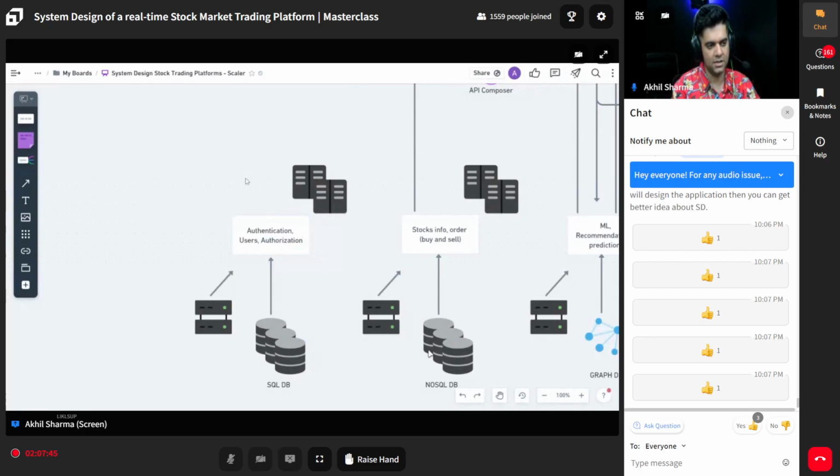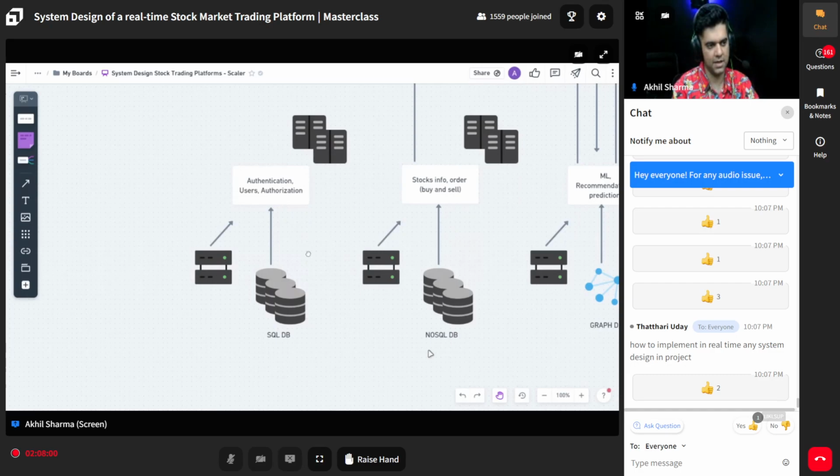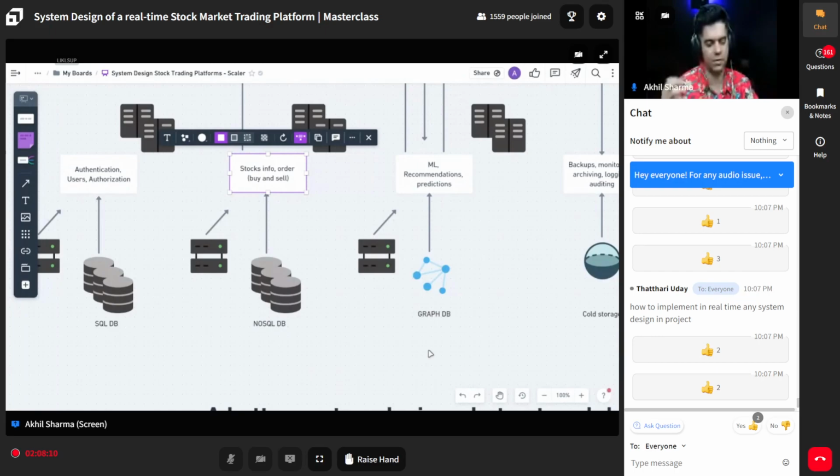This is a big module with its own server, which has an SQL database. So I'm storing my users' information, authorization information, and authentication information in an SQL database which is horizontally sharded and horizontally scaled. I have my own cache here at the server level. Then my stocks information order server uses a NoSQL database, because I'm going to have to store stocks information of many different schemas. I won't always have the same fields for all the stocks, so I have to store them in a NoSQL database.